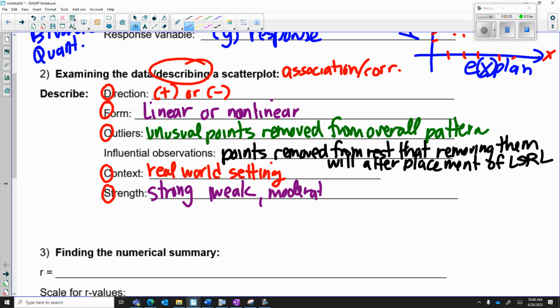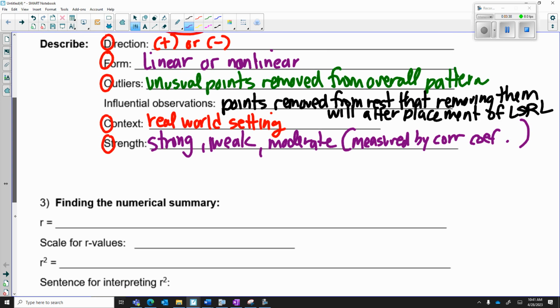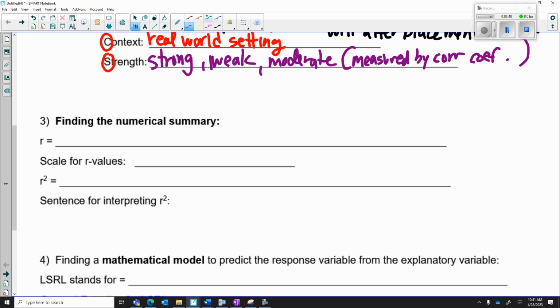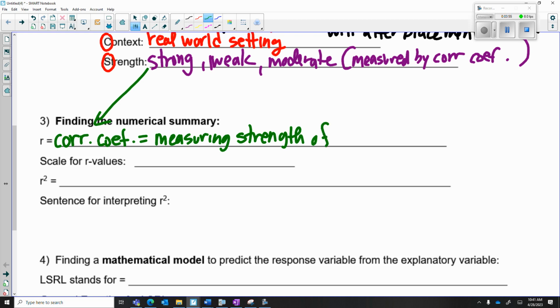That is going to be measured by our correlation. Basically, do the points form a line or not, and how much do they form a line? So we're going to write measured by correlation. The correlation coefficient is the letter r. That is what measures the strength. Specifically, it measures the strength of the linear relationship between x and y. Only linear relationship.